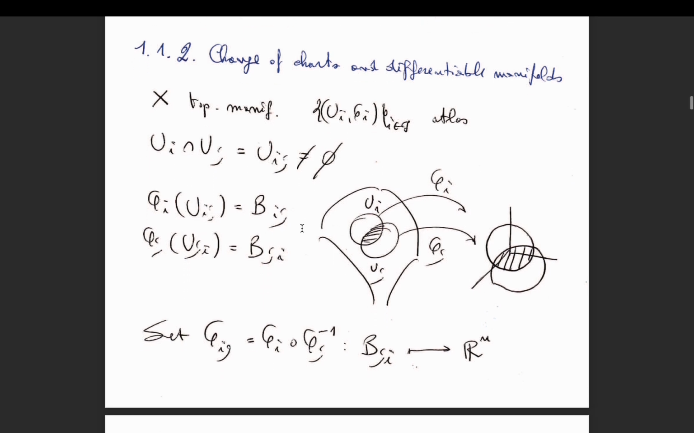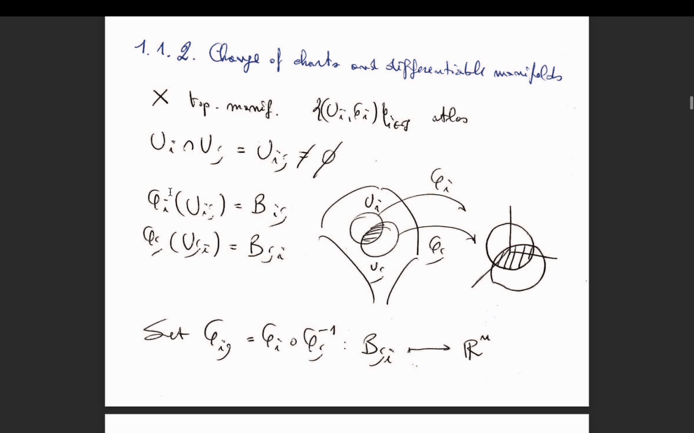Now this U_ij can be mapped in two ways, via the map phi_i or the map phi_j. So let's call phi_i(U_ij) equal to B_ij, and phi_j(U_ji), which is equal to U_ij, equal to B_ji.